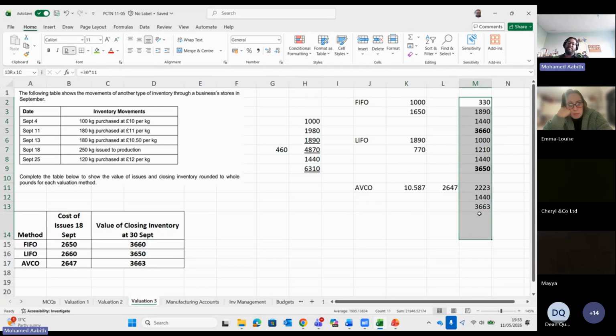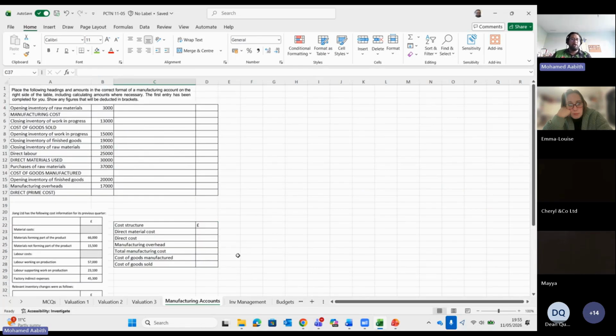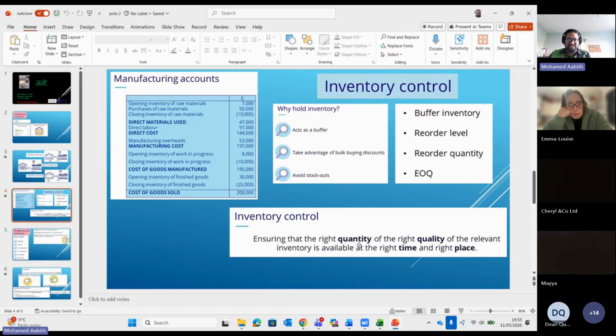This way I have proved all of those numbers. They all work absolutely fine. So now let's look at the next one. It is going to be the manufacturing accounting. Here on the manufacturing accounting, the important part is to remember there are 5 steps. So let's quickly go into that slide, shall we?